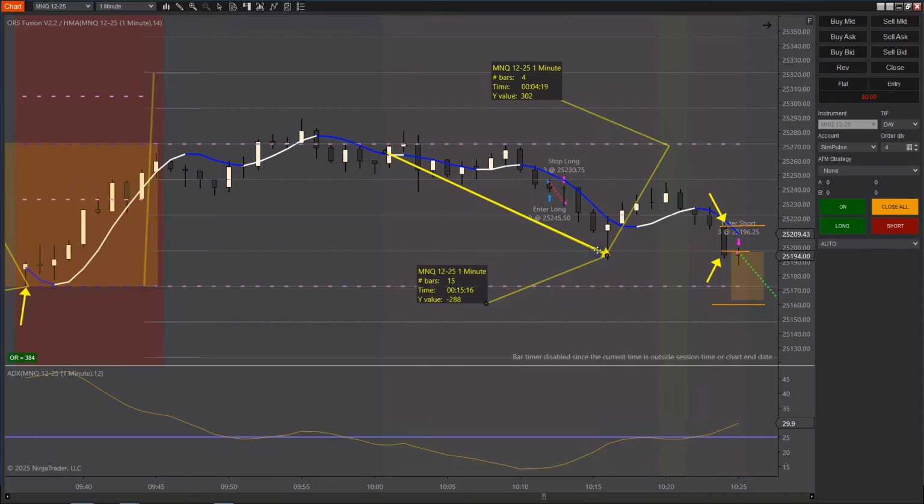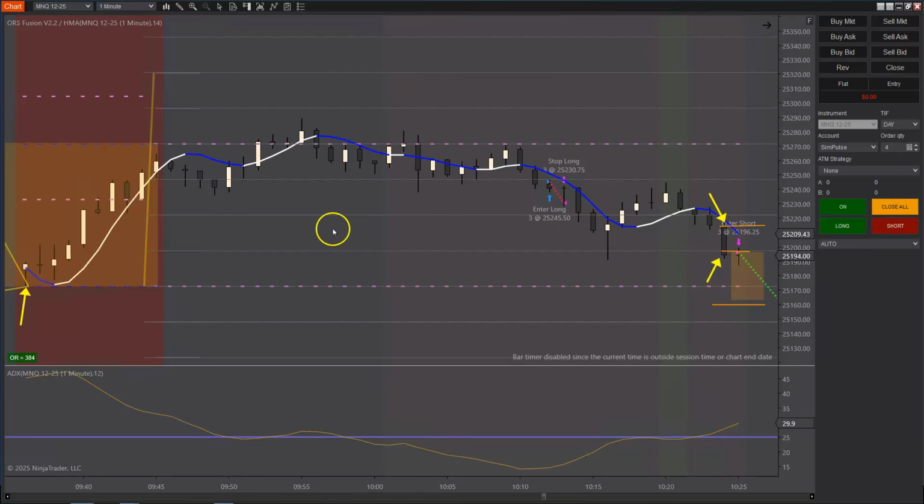ORS keeps it really, really tight with our stops and our targets, so we never let a trade get really high or far into profit before it could possibly come back and stop us out. Prop firms really like a strategy like this, where the trades are basically the same size and the same amount of contracts every single day.